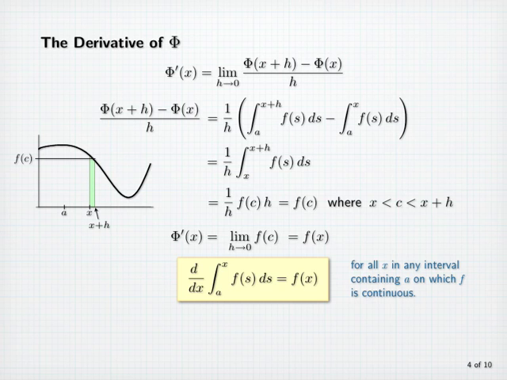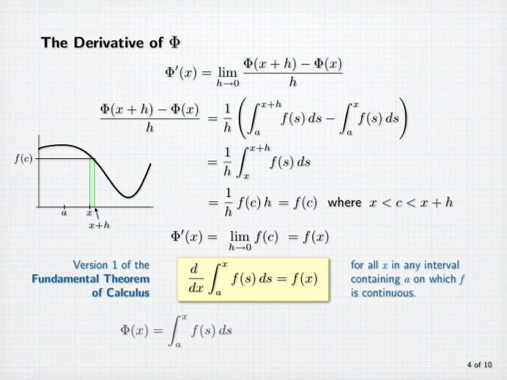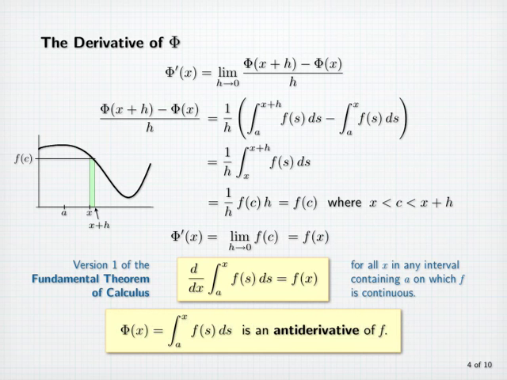So this tells us that any continuous function f is the derivative of some function. In particular, it's the derivative of phi of x. This is version 1 of the fundamental theorem of calculus. Now, since f of x is the derivative of phi of x, we also say that phi of x is an antiderivative of f.